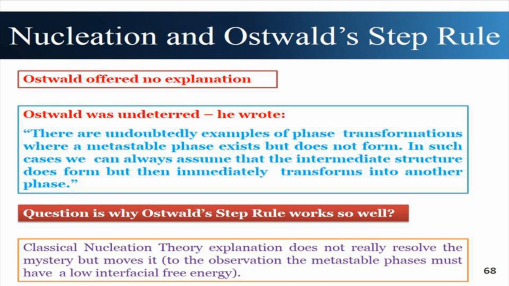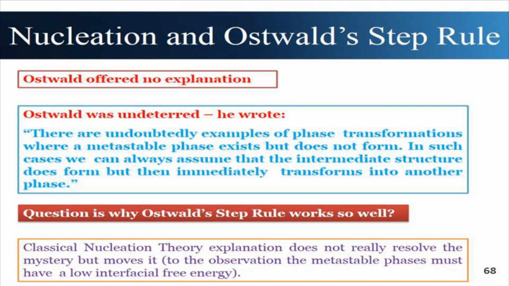There are some people who objected. Then Ostwald's famous lines. What is the confidence that guy had? There are undoubtedly examples of phase transformations where a metastable phase exists but does not form. In such cases, we can always assume that the intermediate structure does form, but then immediately transforms into another phase. These are called vanishing polymorphs, very common in X-ray crystallography. And everybody universally accepts this. It's a beautiful line, and then we are going to do a little bit in terms of energy landscape.